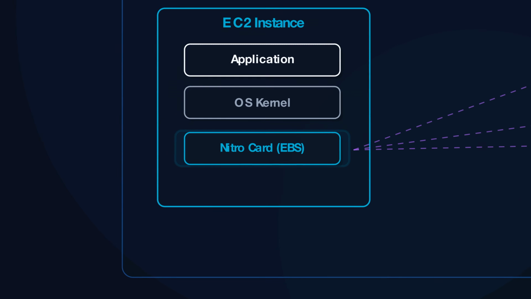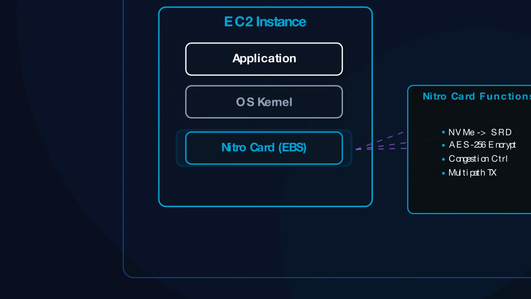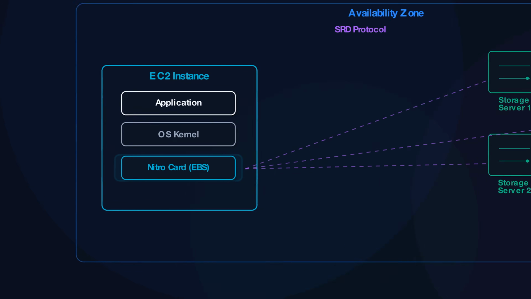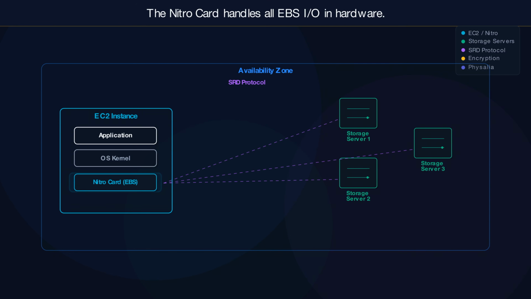The magic starts at the Nitro card. Every modern EC2 instance has a dedicated Nitro card for EBS. This card handles all block storage I/O, converting NVMe commands from your OS into network requests to the storage servers. It also handles encryption in hardware, with zero CPU overhead on your instance.